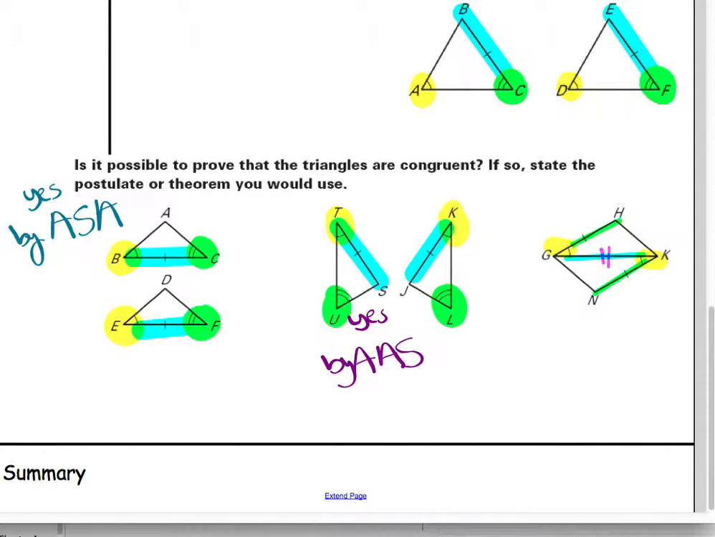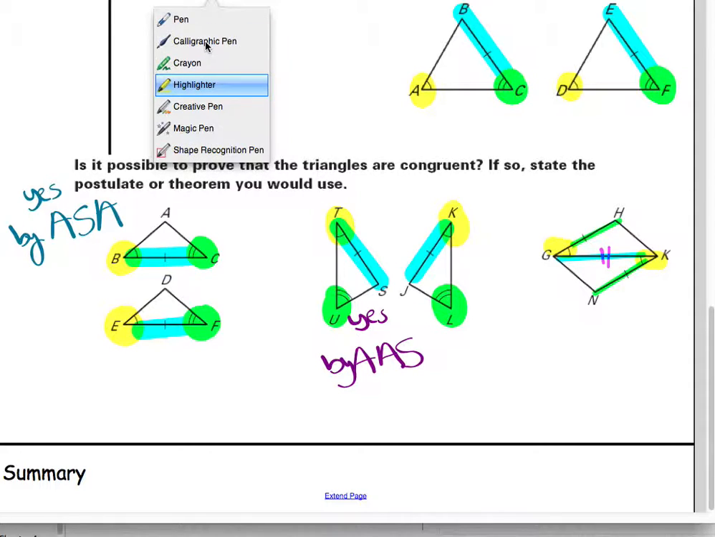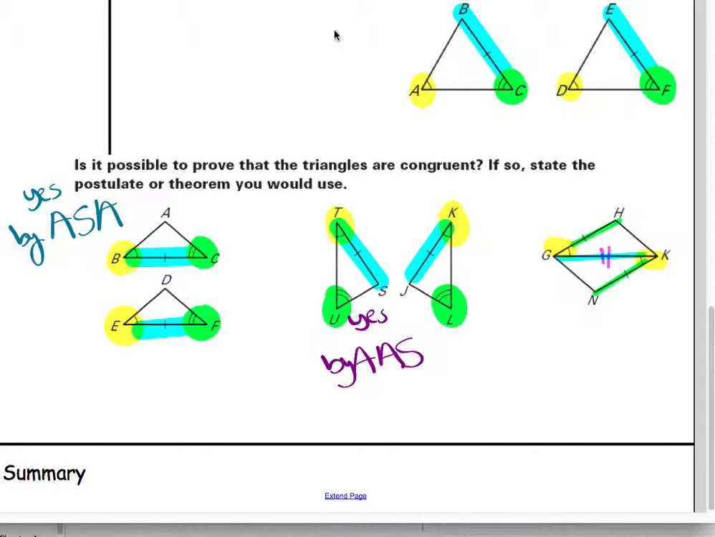So what we've got is two sides and an angle, and the sides surround the angle. So the S needs to be in the middle, or sorry, the A needs to be in the middle. The angle is in the middle. We've got two sides and the angle in the middle. So this one is by side, angle, side.